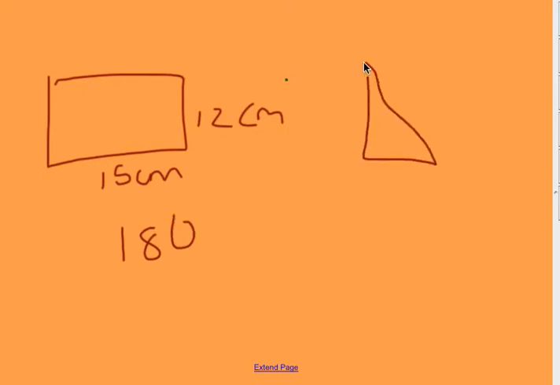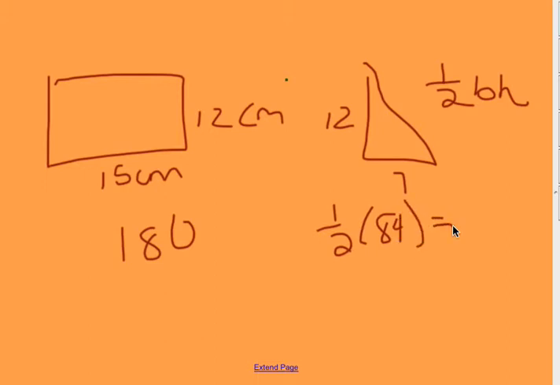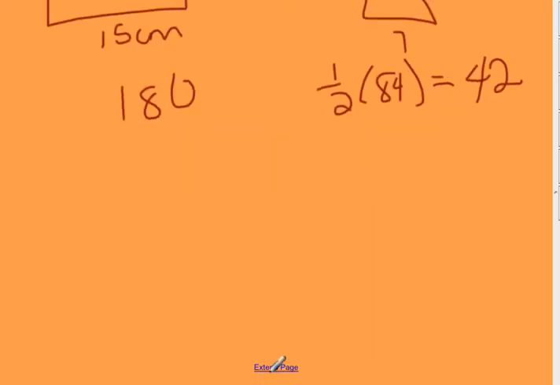And now I want to find the area of the triangle. Well, I have a height of 12 and a base of 7. Well, the area of a triangle is 1/2 base times height. So I'm going to take 12 times 7, and that's going to give me 84. So then I'm going to take 1/2 of 84, which really is the same as dividing by 2. So then I get 42. So now I'm going to do 180 plus 42. And when I do that, I end up getting 222.